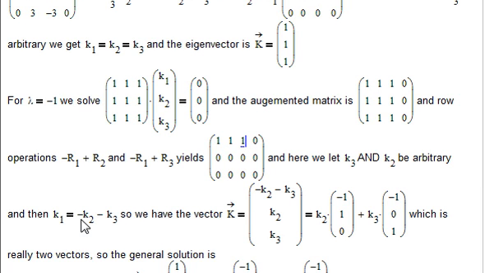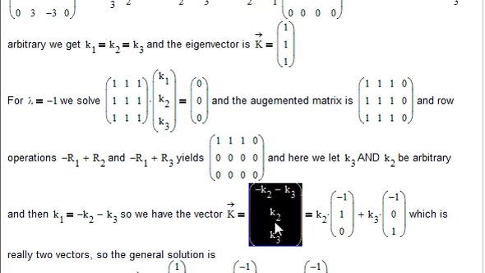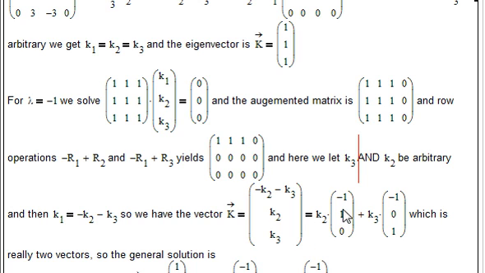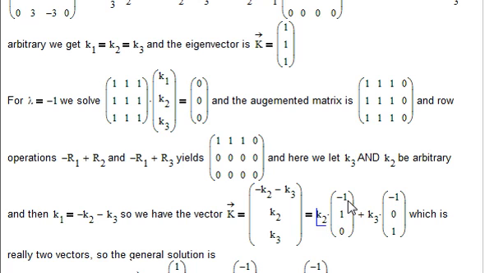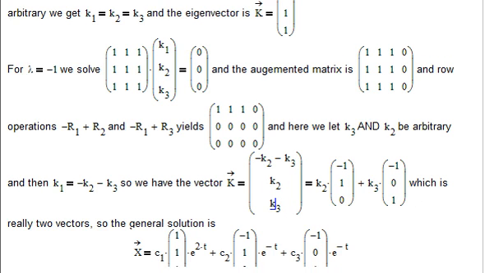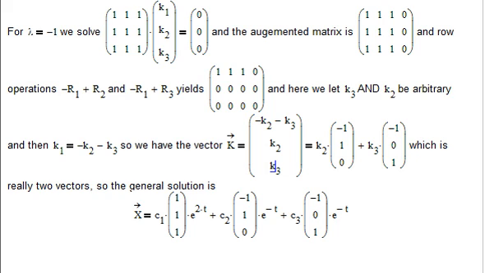And so, if that's what K1 is, we have this vector as the eigenvector, but look, that's two different vectors. That's constant K2 times negative 1, 1, 0, plus constant K3 times negative 1, 0, 1. So that's really two different vectors, and so we've got two linearly independent vectors with our one eigenvalue of negative 1.